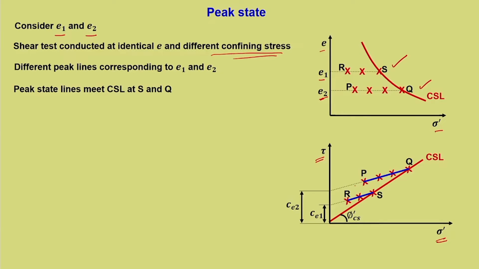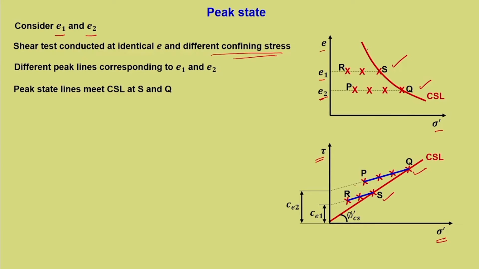Peak state lines meet the critical state line at S and Q. We have also discussed this aspect. As we go on increasing the effective stress, it reaches a point where the effective stress suppresses all the dilation. At that point, the peak state line becomes the same as the critical state line. This aspect we discussed, but now there is a lot more clarity in those discussions.